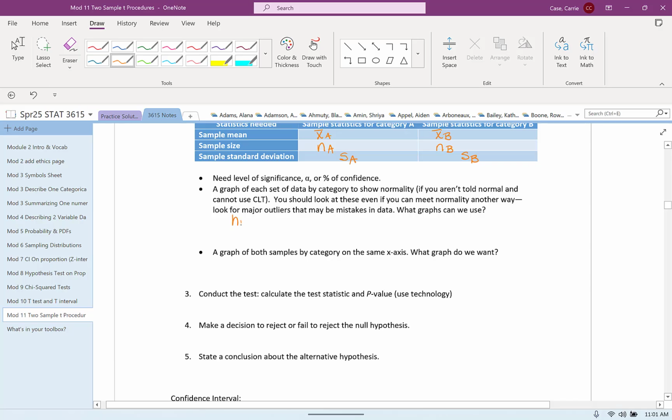Well, we can use the histogram for group A and the histogram for group B. And if you do a histogram for one, you do a histogram for the other. Or you can use a QQ plot for group A and a QQ plot for group B. And again, if you do a QQ plot for one, you do a QQ plot for the other. Or you can use a box and whisker plot for group A and a box plot for group B. And again, if you do a box plot for one, you do a box plot for the other. So this is what we're doing when we're looking for normal.